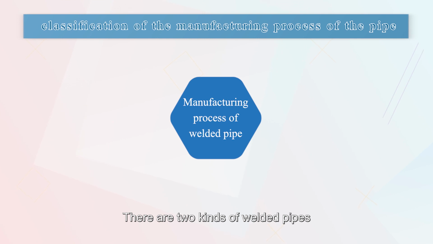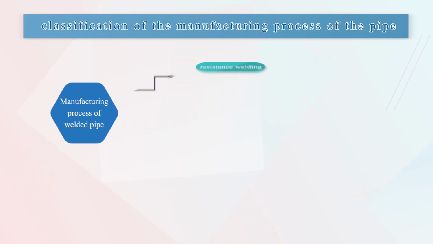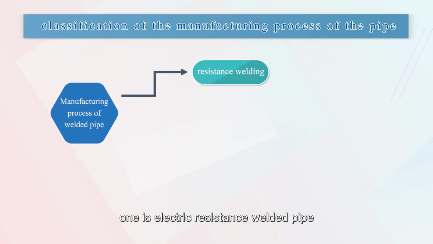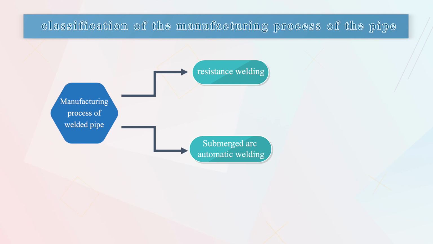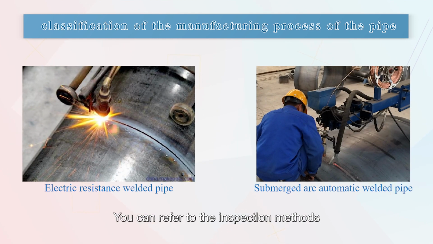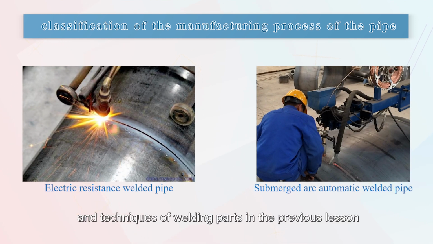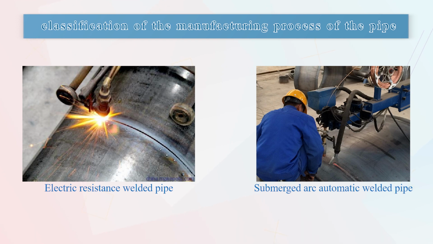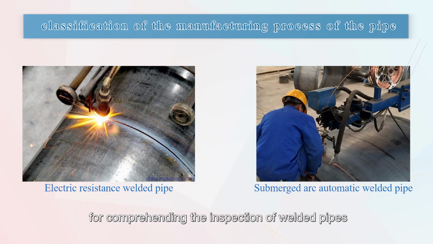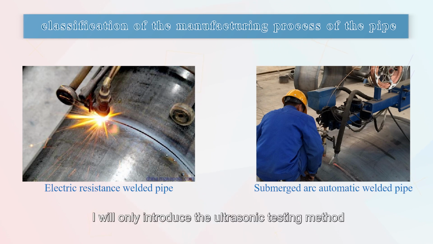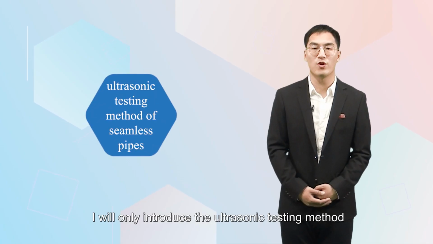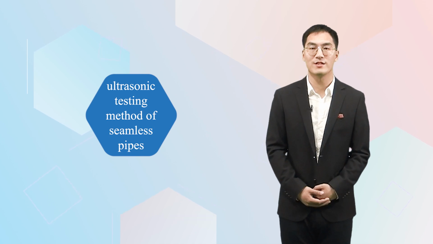There are two kinds of welded pipes. One is electric resistance welded pipe. The other is submerged arc automatic welded pipe. You can refer to the inspection methods and techniques of welding parts in the previous lesson for comprehending the inspection of welded pipes. In this lesson, I will only introduce the ultrasonic testing method of seamless pipes.